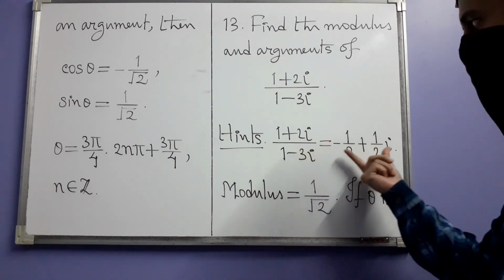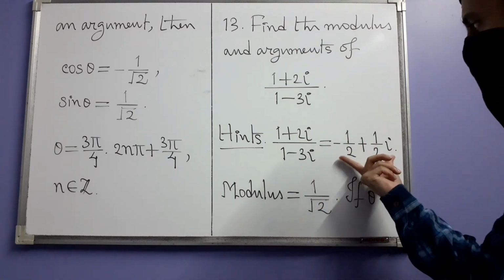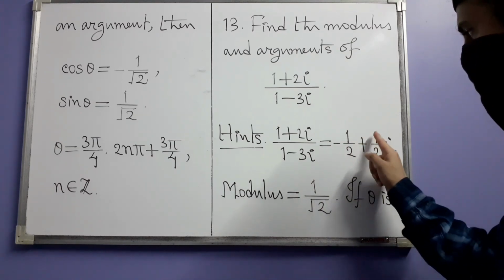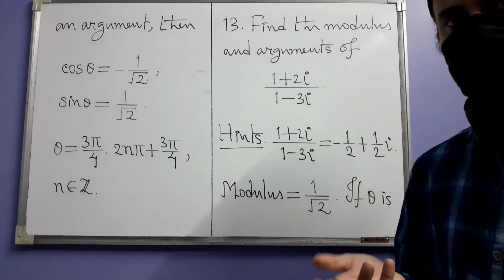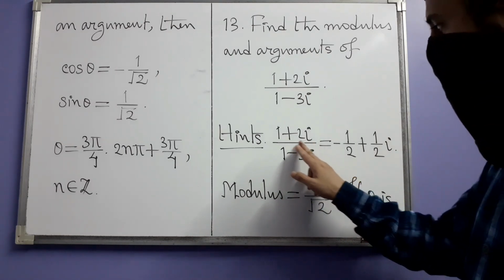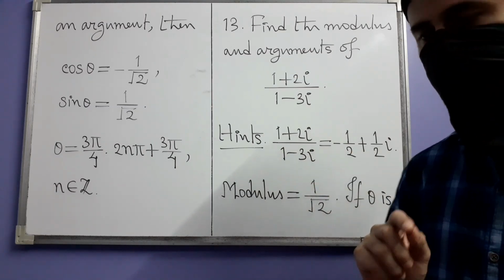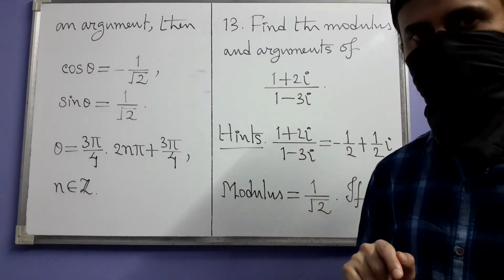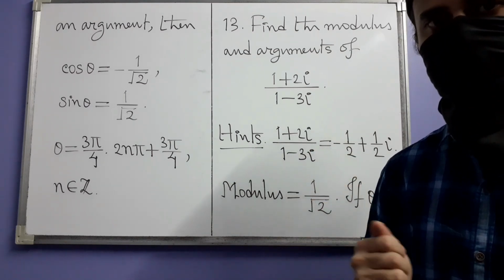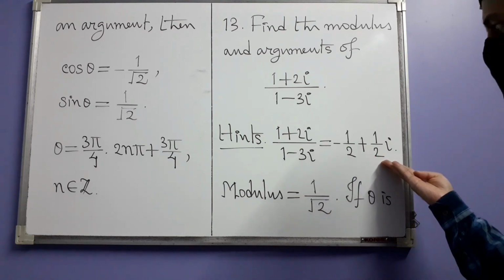So when you go through the necessary steps, this is what you finally get: minus 1 over 2 plus 1 over 2 times i. And you know what the necessary steps are. Mainly you just have to turn the denominator into a real number. And for that, what should you do? You have to multiply and divide by the conjugate of the denominator, that is, multiply and divide by 1 plus 3i. And then you do the calculations and this is what you will get.